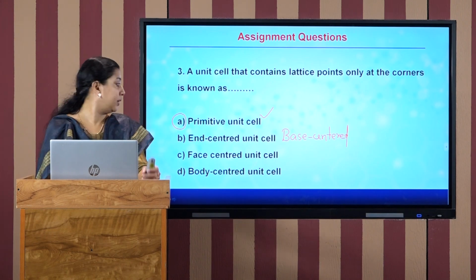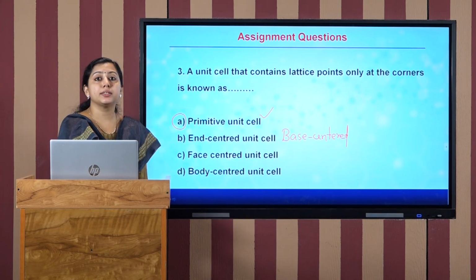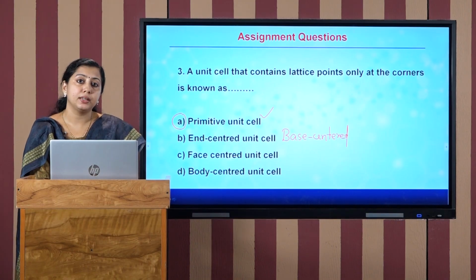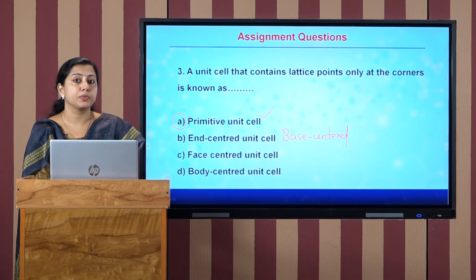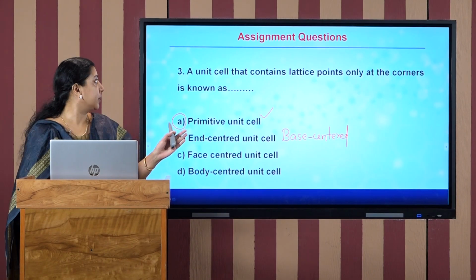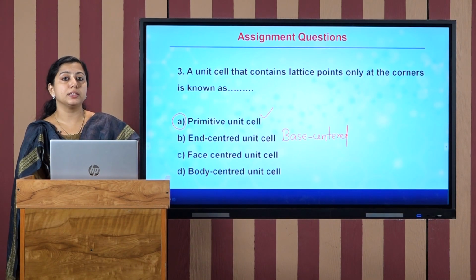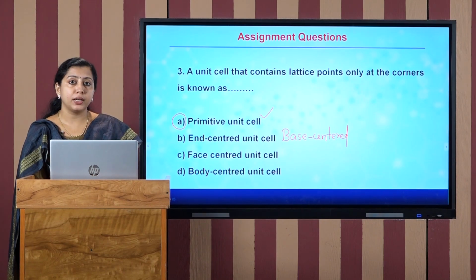Okay. And the last option is body-centered unit cell. So, in a body-centered unit cell, there will be atoms or motifs at the corners as well as an atom at the center of the body of the unit cell. Okay. So, these are the 4 options. So, a unit cell that contains lattice points only at the corners is known as a primitive unit cell.